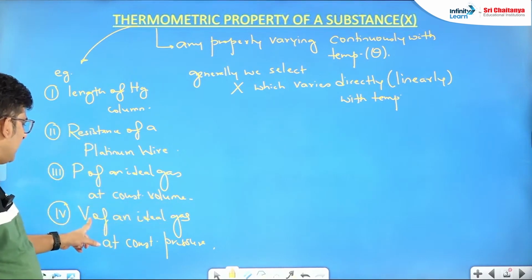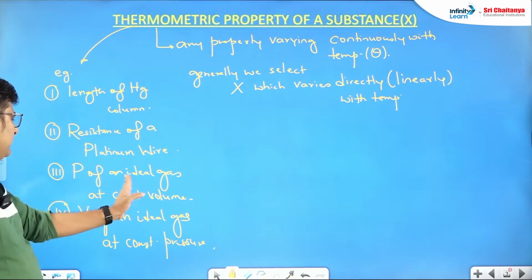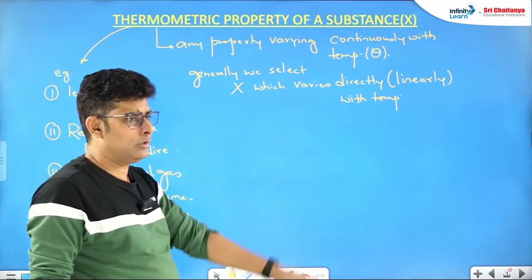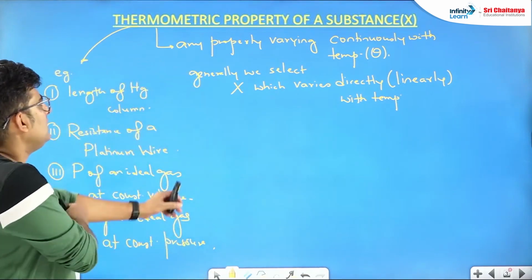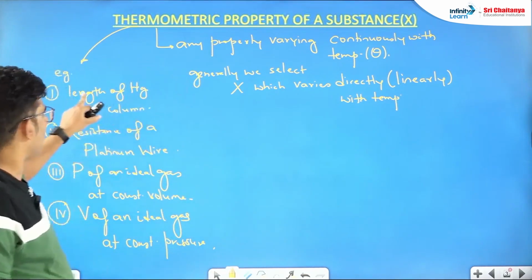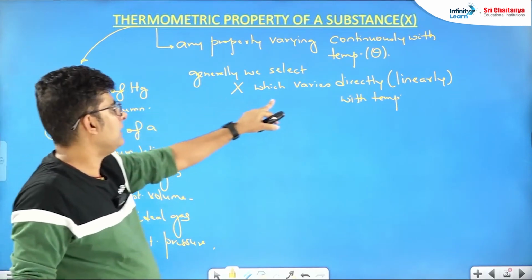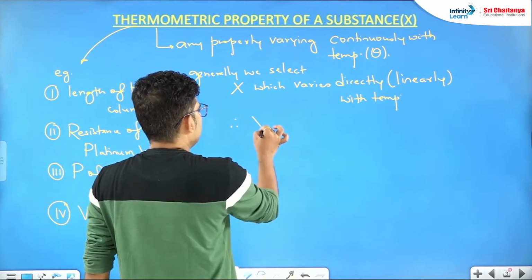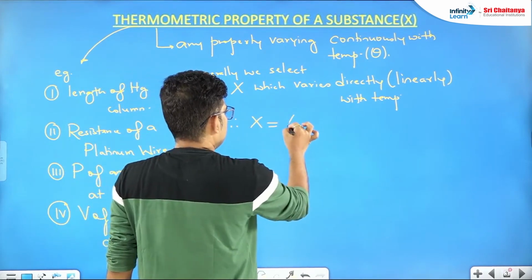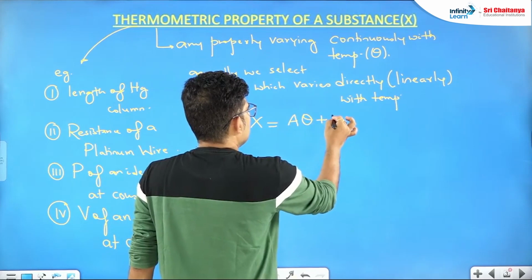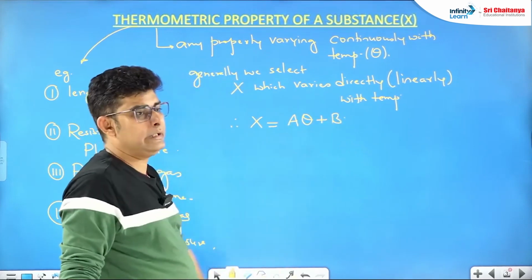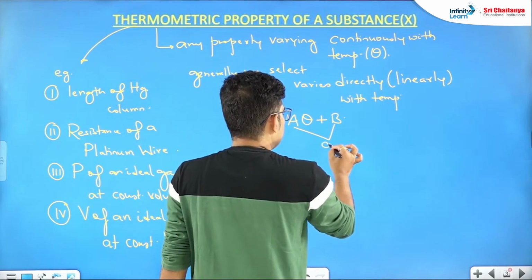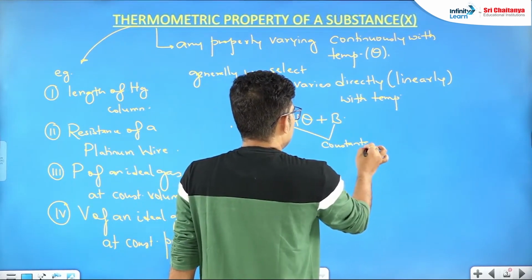Volume of an ideal gas at constant pressure, pressure of an ideal gas at constant volume. There are laws also for this, Charles' law, Gay-Lussac's law, all of them you will be studying. So here, whichever is the thermometric property, it has to vary linearly. So if something varies linearly, we can always write x = aθ + b. A linear equation is always of the form aθ + b, where a and b are constants, thermometric constants.